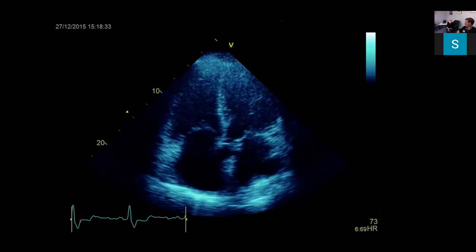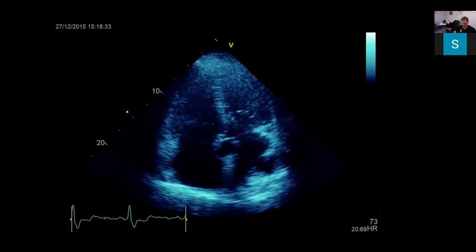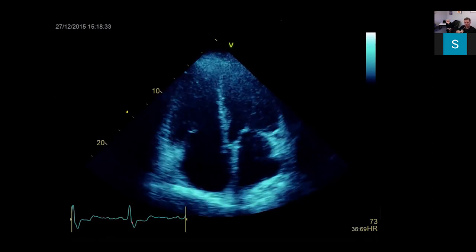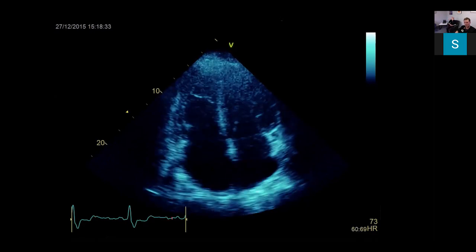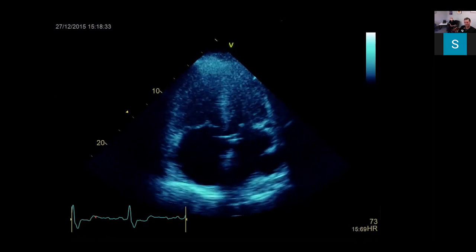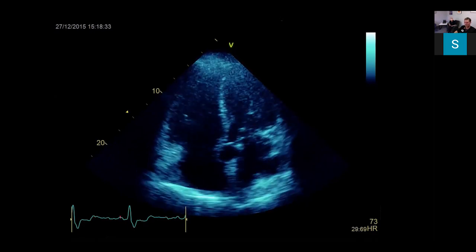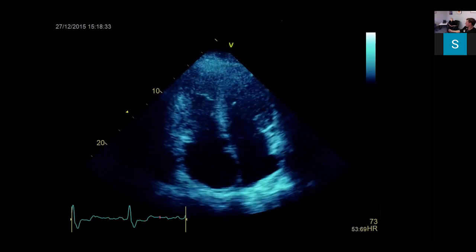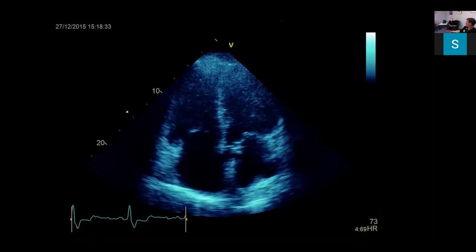I'll probably do strain on that. Great job. Fantastic. It's exactly right. Because eyeballing it, it's exactly what I was doing with this one. Particularly people who maybe haven't done as much echo would say, yeah, that looks normal.